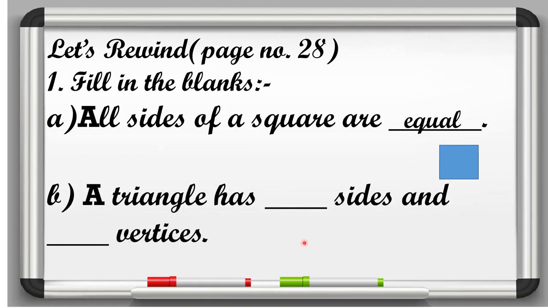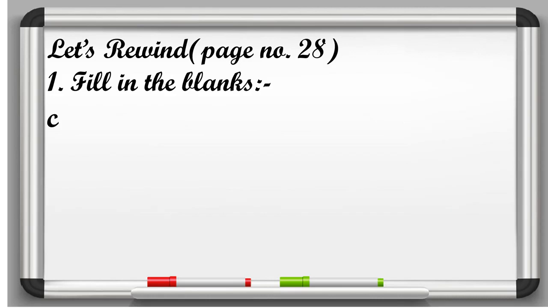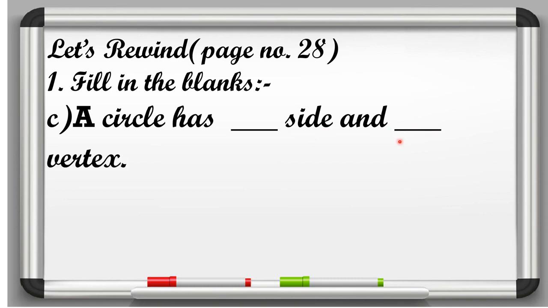So here we will make a triangle. Okay. Now we can count how many sides are there in this triangle. 1, 2, 3. So here we will write there are 3 sides of a triangle. And one more question is there, how many vertices. Vertices means a corner. So we can count how many corners are there. 1, 2, 3. So there are 3 corners or vertices. So here we will write 3. Understood? Now in C part, it is given a circle has dash side and dash vertex.